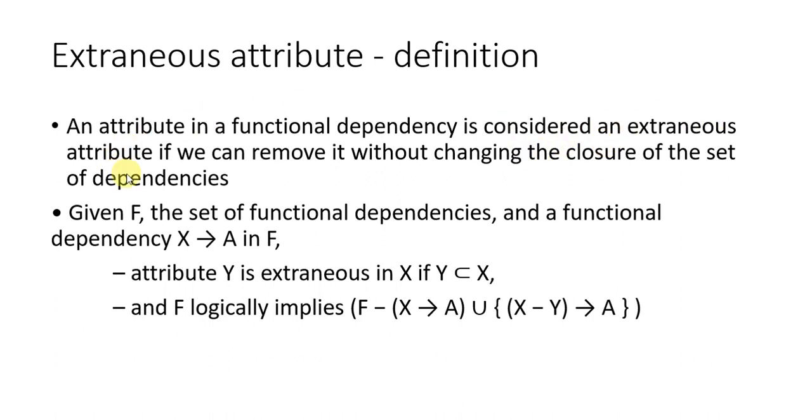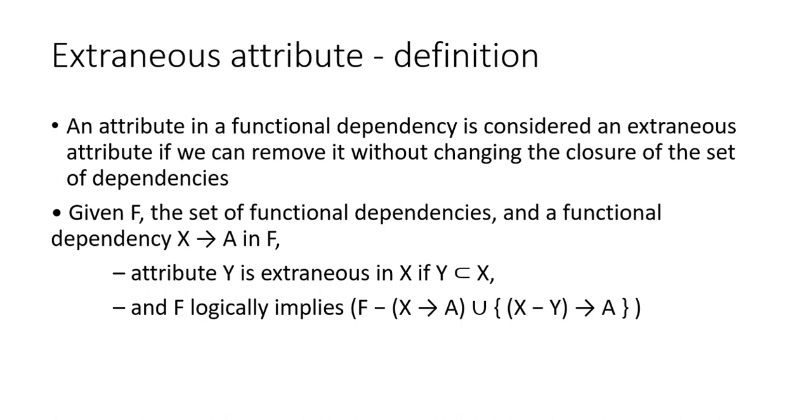Okay, so we are saying that one attribute is an extraneous attribute if we can remove this particular attribute without changing the closure of the set of dependencies. Even if we remove that particular attribute from the set of dependencies, that is not going to change the closure of the set of dependencies.